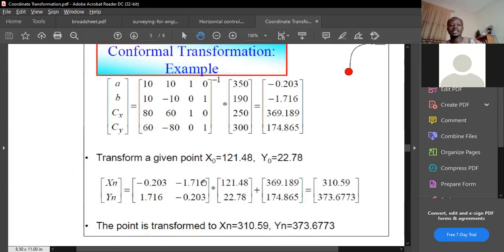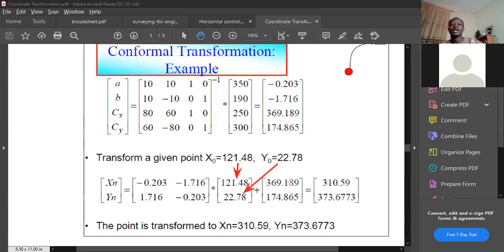So having obtained A, B, C, and X, we can now put it back and start solving. So here you can see that we've actually solved for these points. This is A, this is B, this is D, this is C. Again, if you expand it, you get your AX naught, BY naught plus C, XN, and you have a transformation. So that's the answer right there. So that is coordinate transformation.